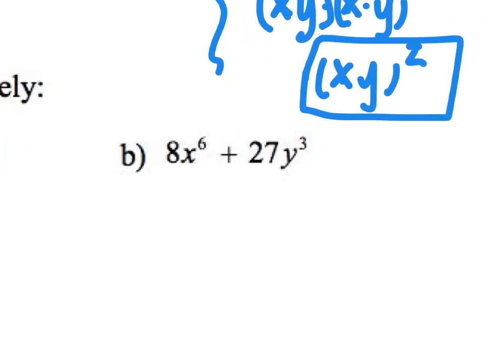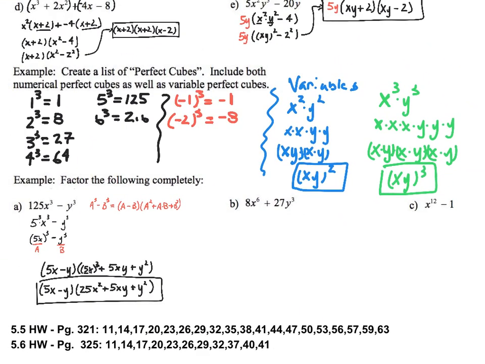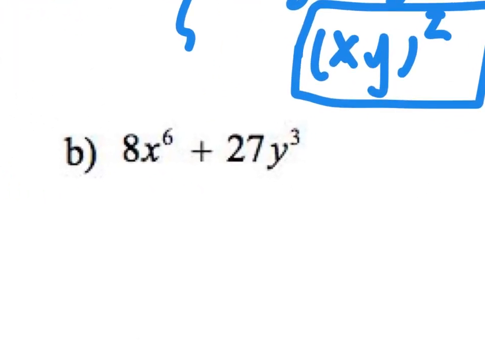Now this one's a little bit different. What I notice right off the bat here is that I've got the numbers 8 and 27. Both of these numbers are perfect cubes. So if I were to factor this, I'm first going to rewrite this one as 2 cubed times x to the 6th plus 3 cubed times y cubed. Now, x to the 6th, this is kind of where it gets a little strange.